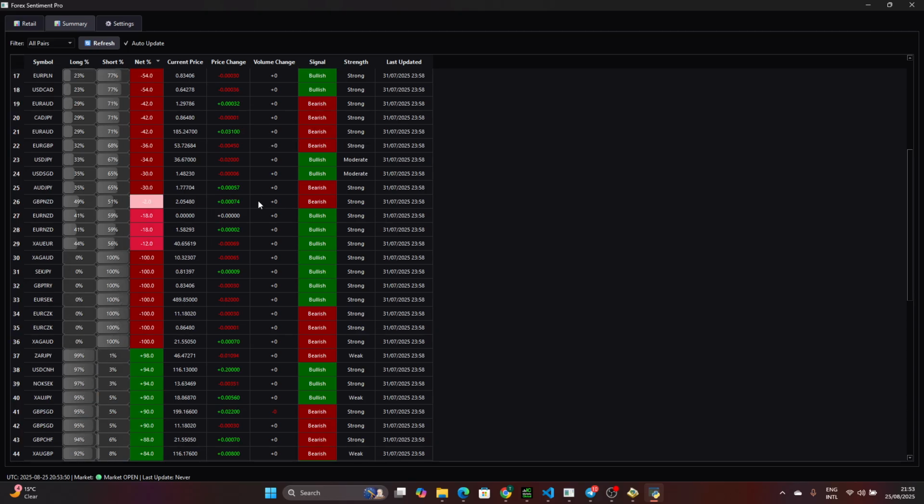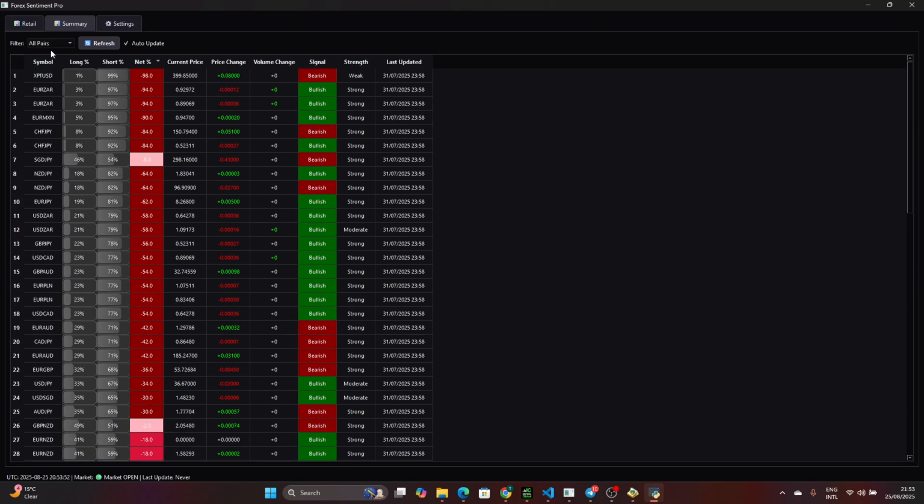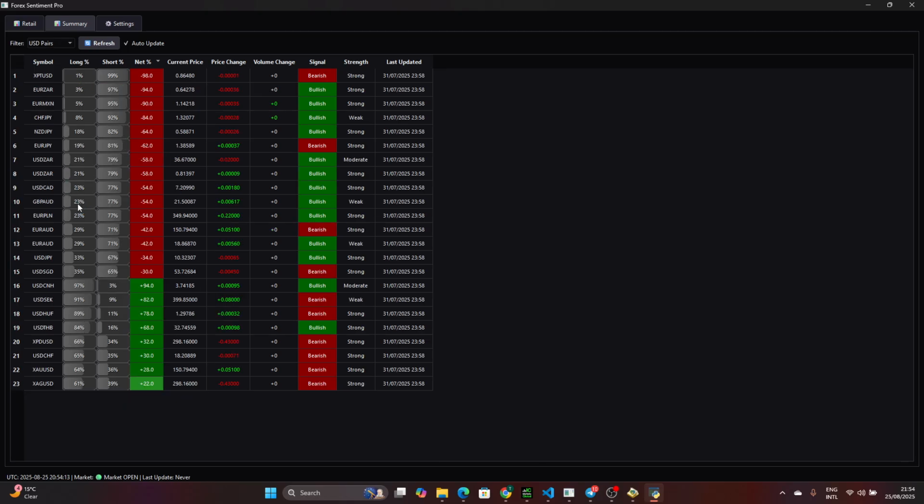Okay, in the summary tab we have all the available pairs of contracts within the database, where you can switch between the categories based on the currency pairs. What we have here is a bit slow, which is just a bug fix. I'm gonna fix that one.